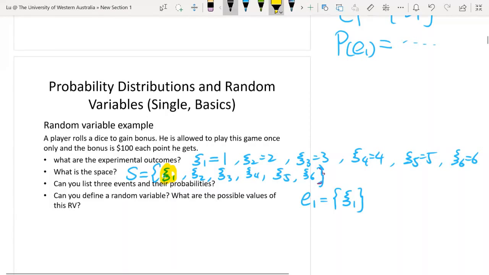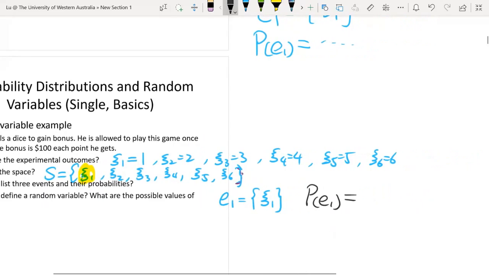And the probability associated with this event E1 is equal to, because there's only one single outcome, Z1, in the set of E1, the probability of E1 is equal to the probability of Z1, which is equal to 1/6. Now we assume the dice is a fair dice.